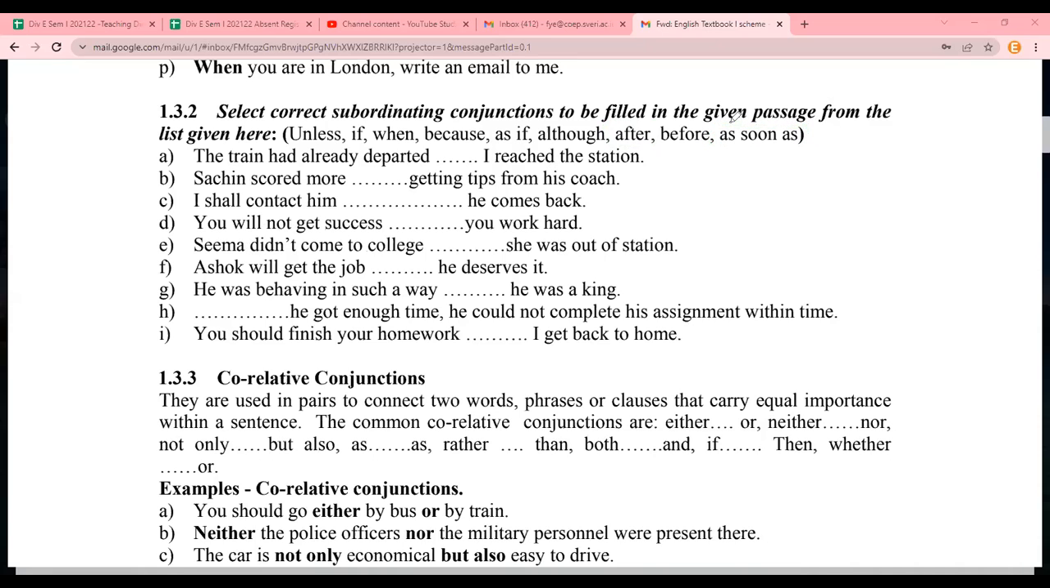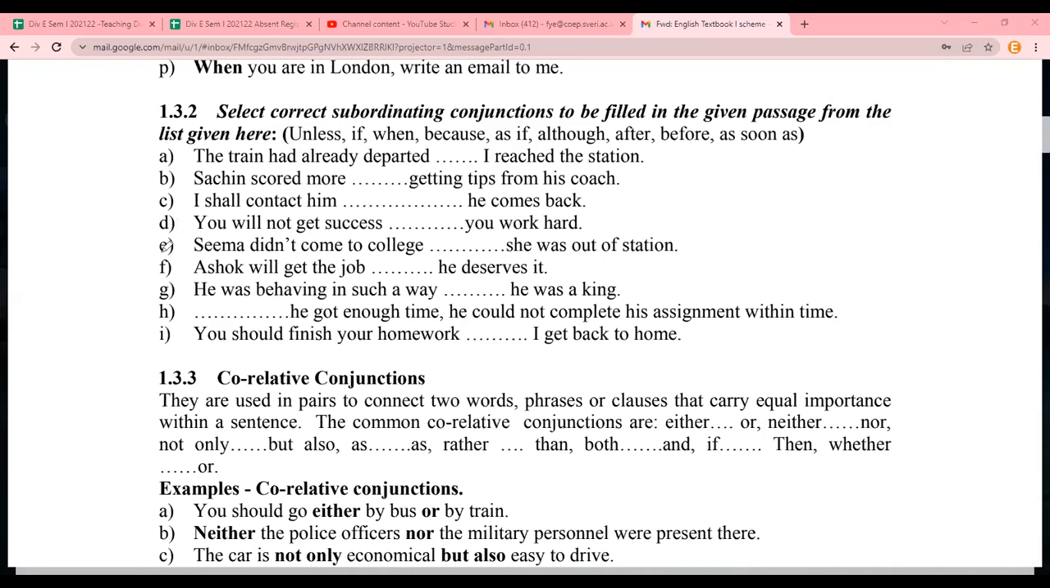Again, you may think here when he comes back. Is that also possible? When he comes back. Next, D, you will not get success dash you work hard. Unless. So don't get confused between if and unless. So here it is going to be unless, because here it is not. You will not get success unless you work hard.